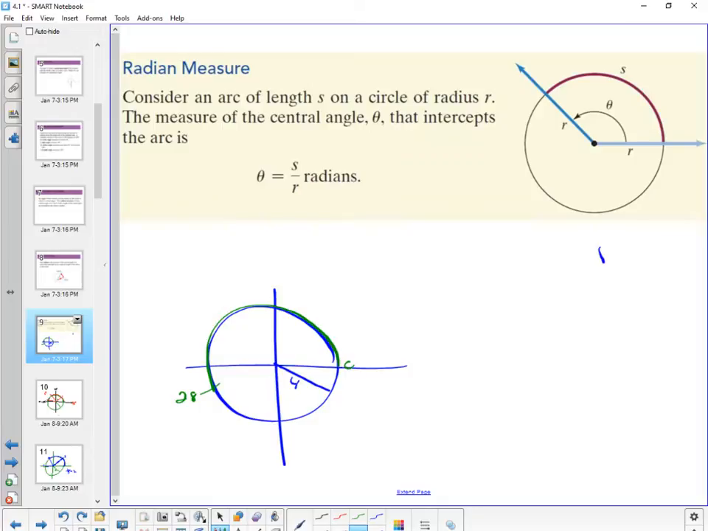Because a radian is simply me taking this little piece here, taking this piece, being able to flex it and wrap it around this way. And that would make 1 radian. Okay? Does that help? Okay. Please ask questions.